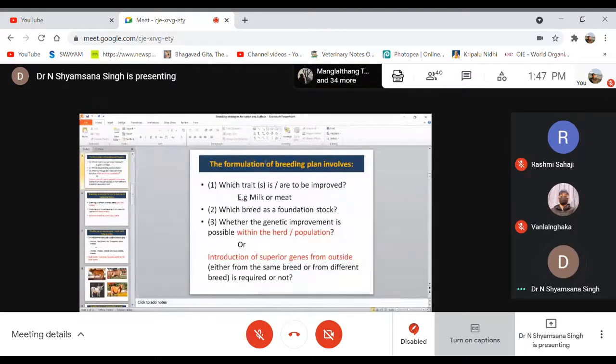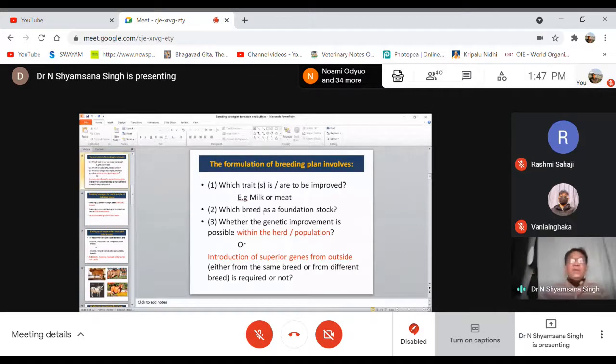Now, the formulation of a breeding plan involves several factors. What are the factors involved in the formulation of a suitable breeding plan? First, what do we want to improve economically in this particular cattle? It may be for milk, it may be for draft purpose. Then, which breed is the foundation stock, and whether this existing breed is sufficient or we need to introduce some superior individual from outside.